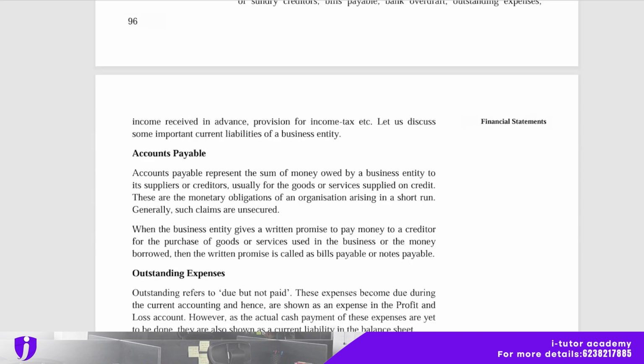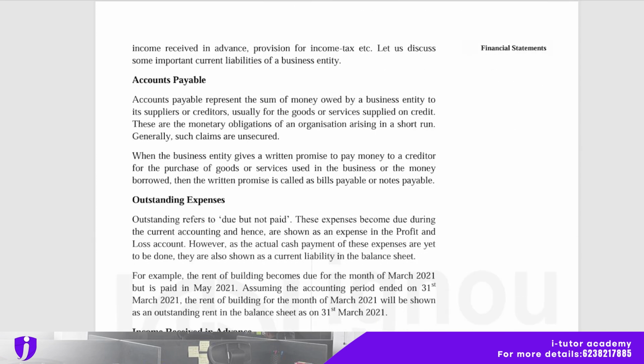And accounts payable represent the sum of money owed by a business entity to its suppliers or creditors, usually for the goods or services supplied on credit. These are the monetary obligations of an organization arising in the short run. Generally, such claims are unsecured.